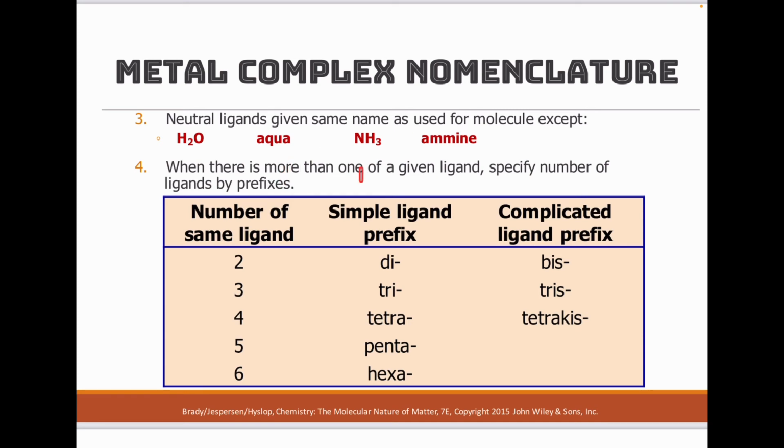When there is more than one of a given ligand, specify the number of ligands by a prefix. For the number of the same ligand, 2, 3, 4, 5, 6: simple ligand prefixes are di for 2, tri for 3, tetra for 4, penta for 5, and hexa for 6. Complicated ligand prefixes are for bidentate or polydentate ligands: bis for 2, tris for 3, and tetrakis for 4.